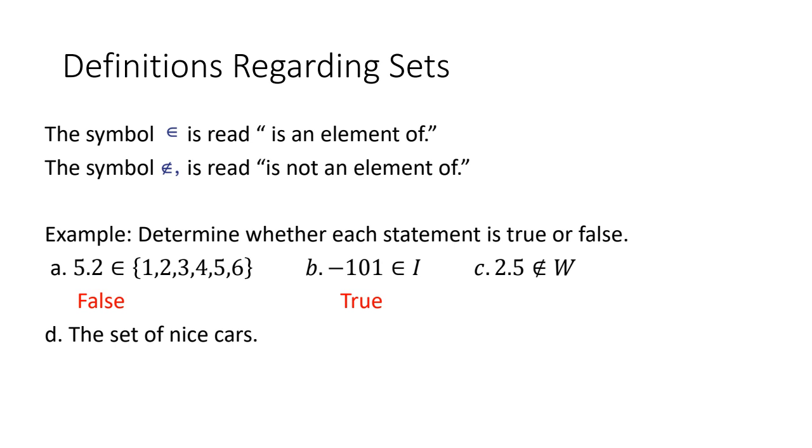Every time I think of the word whole, it means that it's complete, so there should be no decimal or fractional parts. And so this is true because 2.5 is not a whole number. So this statement is true. Saying that 2.5 is not a whole number is accurate. So in letter D, we have the set of nice cars.